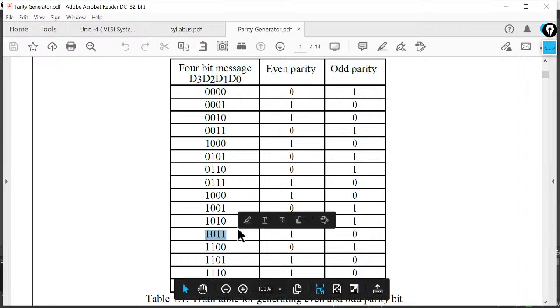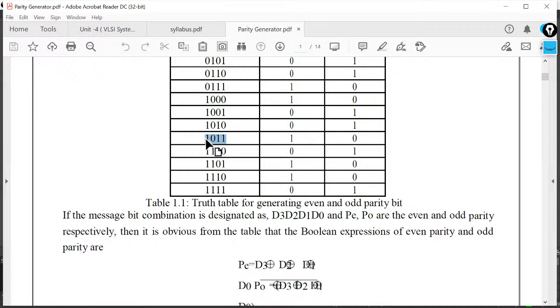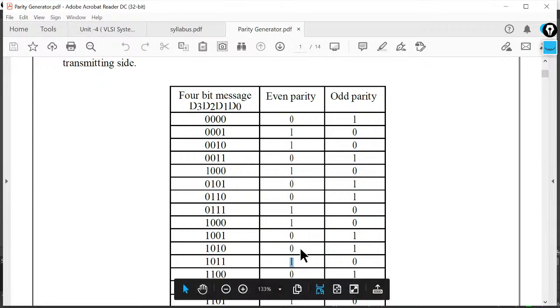Suppose I am considering this message. Here you can see the number of 1s is 3, and 3 is an odd number. To represent the odd number using even parity, we use this 1 bit. You can understand this by using this table.